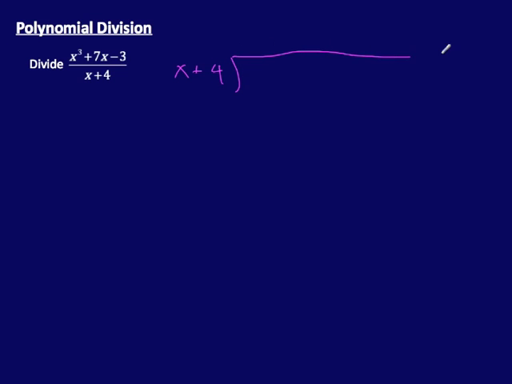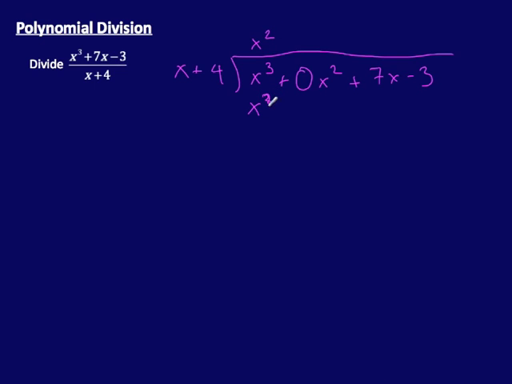I'm going to start with my x cubed. There are no x squareds here, so I'm going to add 0x squared. It's just a placeholder. Somewhere in the problem, an x squared could show up, and I need somewhere to be able to put it. Plus 7x minus 3. What do I need to multiply x by to get x cubed? Well, I multiply it by x squared.